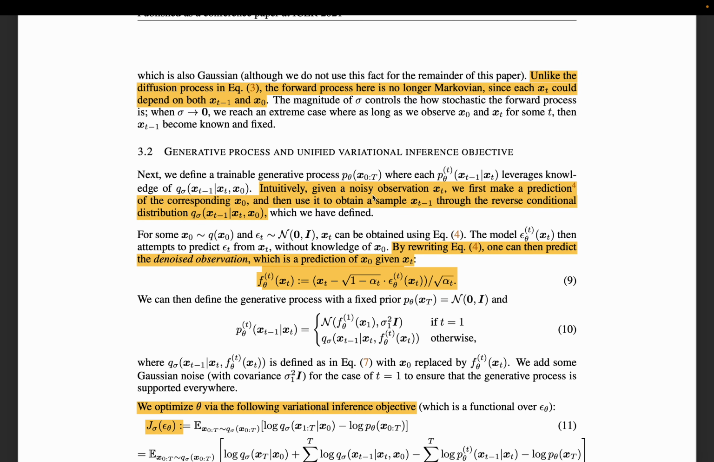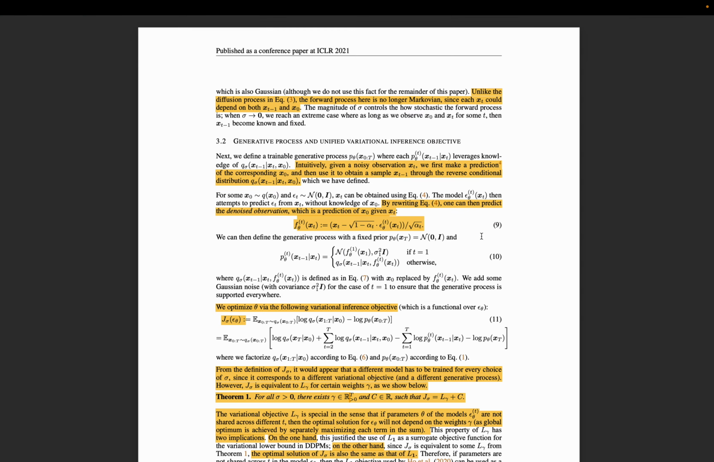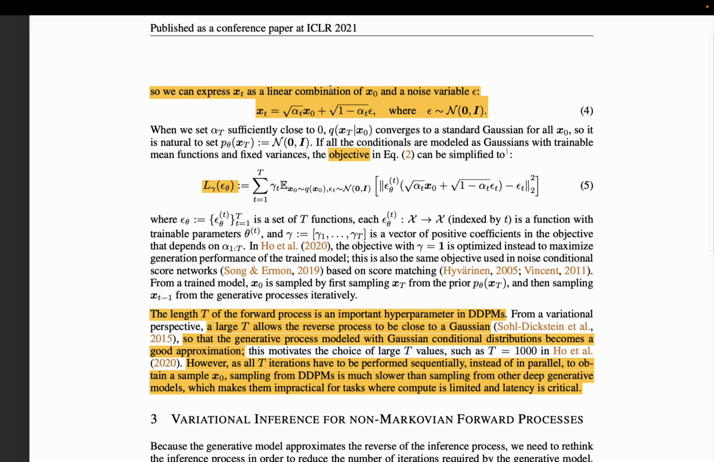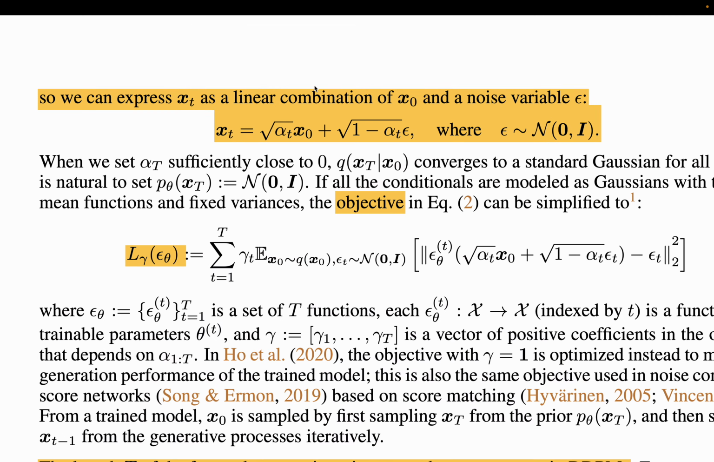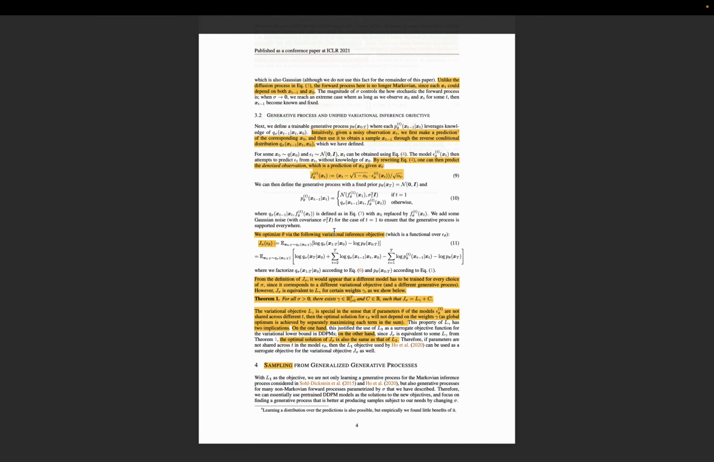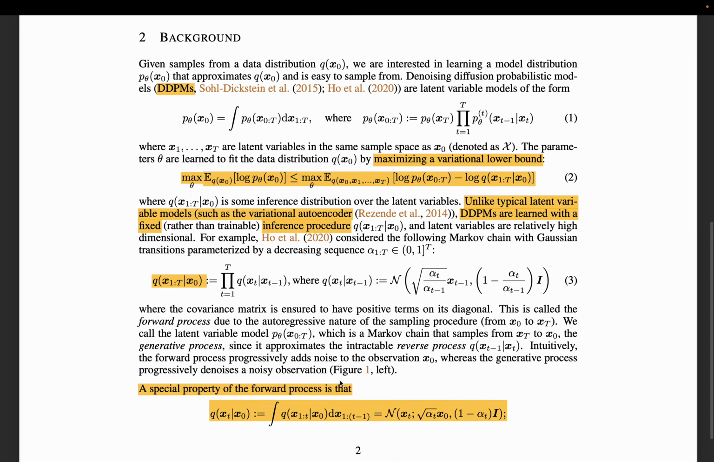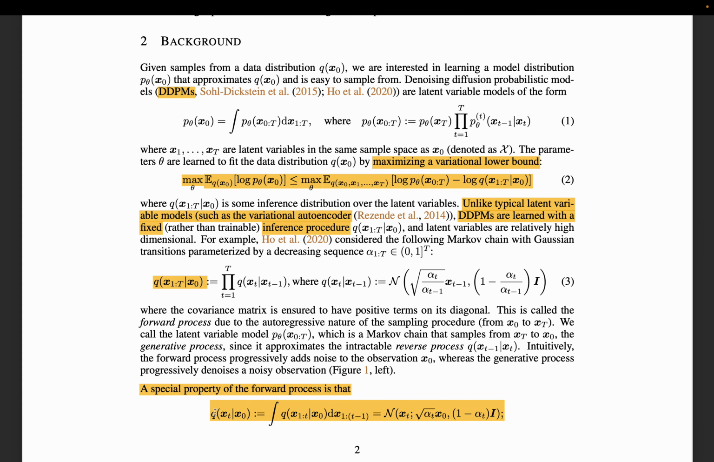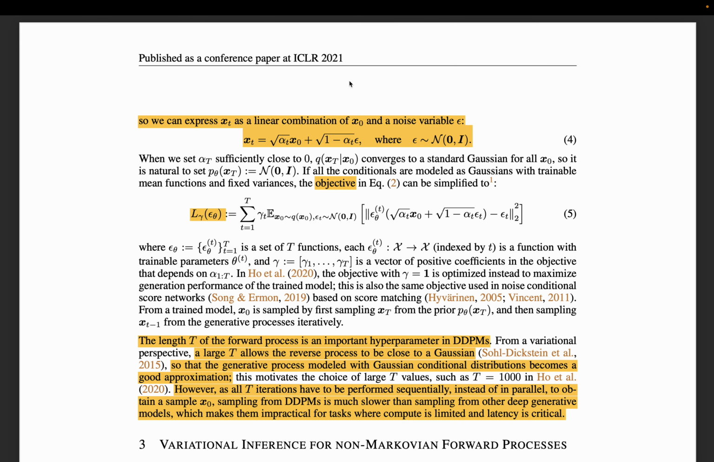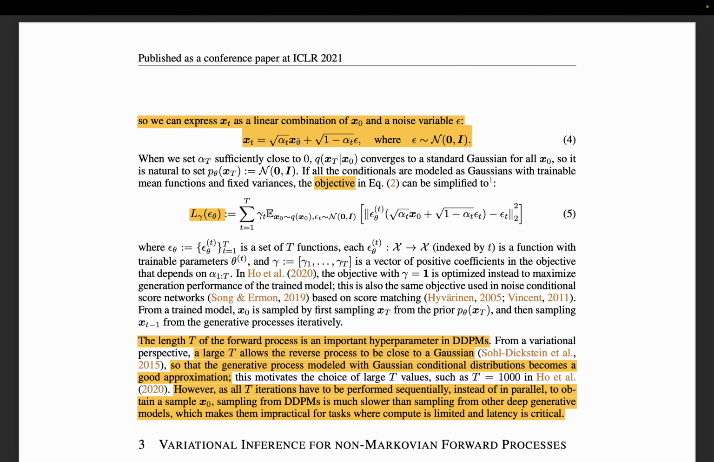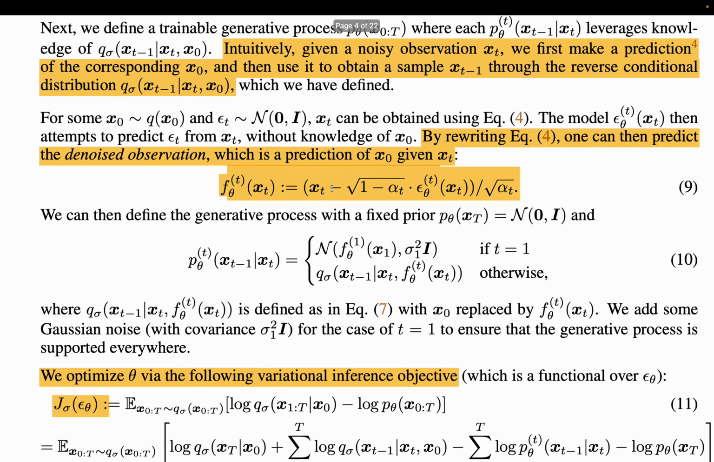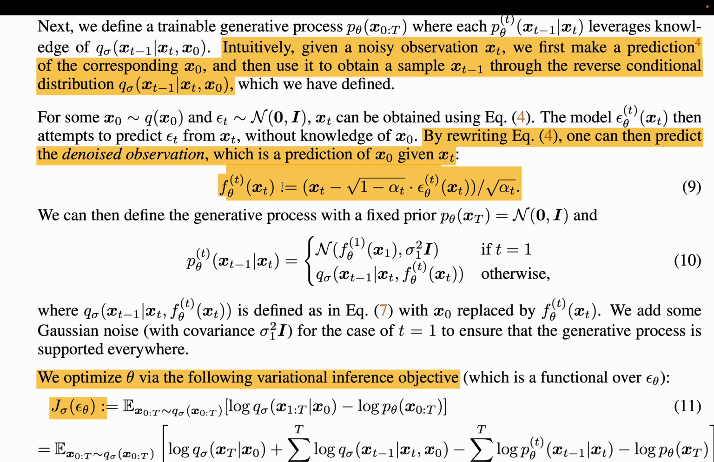But basically what we can do is go to equation 4. Here we have some relation, which comes from the marginal, q of x_t given x0. So there is a relation between x_t and x0: if we know x_t, we can predict x0. So we can estimate x0 given x_t.